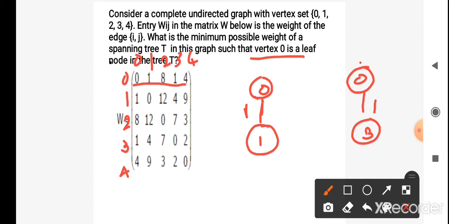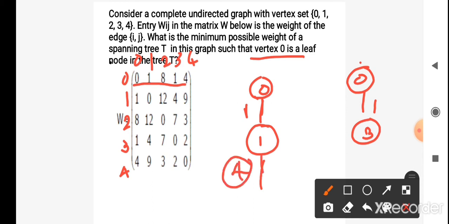0 is a leaf, so we cannot add more than 1 edge from this 0. So next 0 to 1. Then 1 to 3. 1 to 3 is 4.